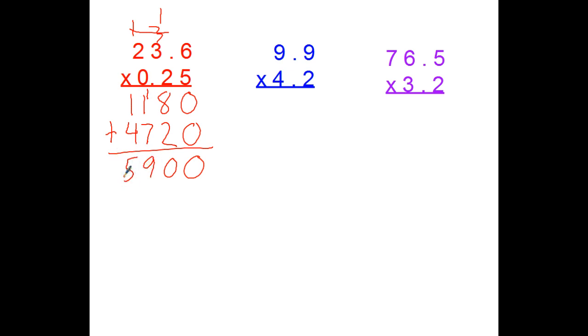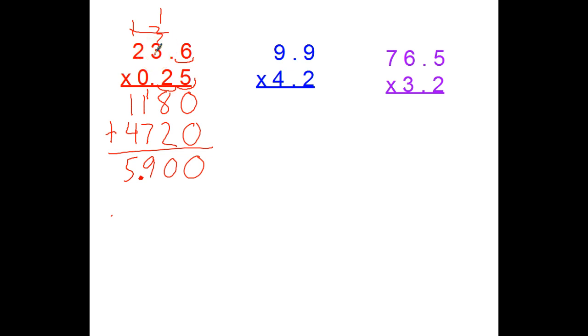And if I add up my numbers, I'm at 5900, and I need to figure out where to put my decimal. 1, 2, 3 spots over. 5.900. That makes sense. If I'm taking 23, a little over 23, times 1/4, so I'm taking it times a quarter, times 0.25. So really I'm dividing by 4, and 23 divided by 4 would be something really close to 6.